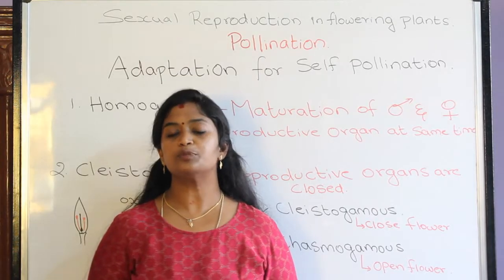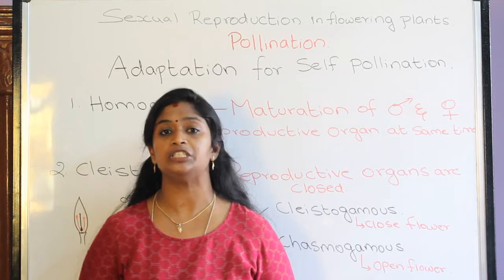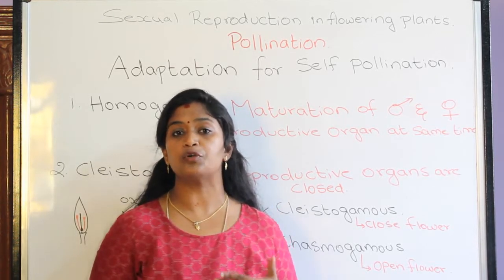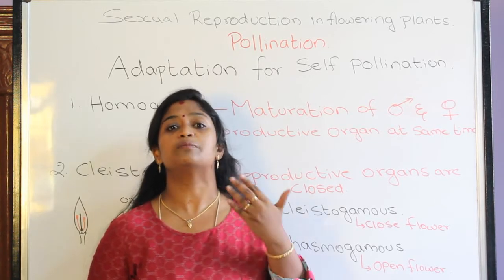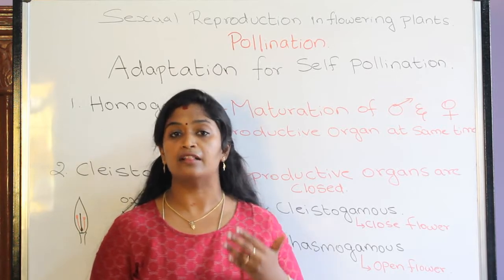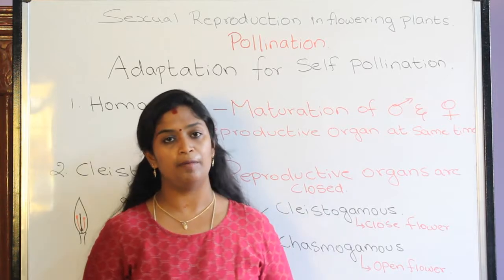Hello everyone. In our previous video we studied the two types of pollination, that is self-pollination and cross-pollination. Self-pollination is nothing else but the transfer of the pollen grain from the anther of one flower to the stigma of the same flower, or the transfer of pollen grain from the anther of one flower to the stigma of another flower on the same plant.